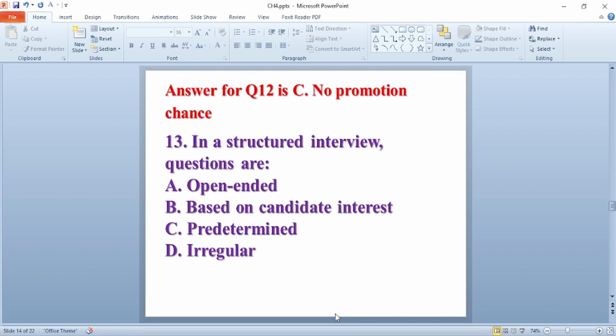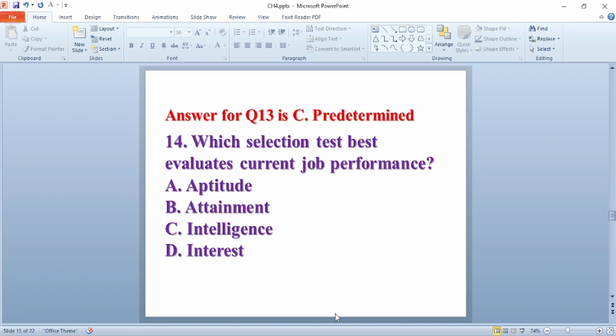Question number 13. In a structured interview, questions are dash. A. Open-ended. B. Based on candidate interest. C. Predetermined. D. Irregular. The answer for this question is C. Predetermined.